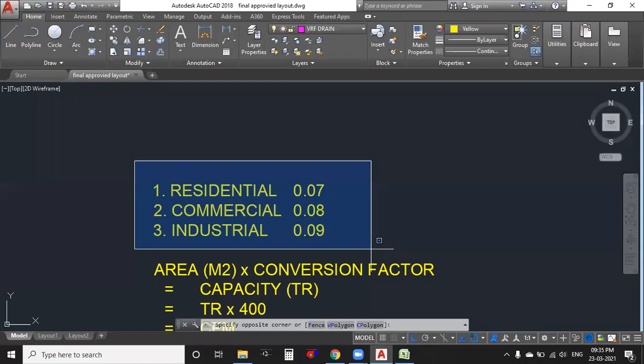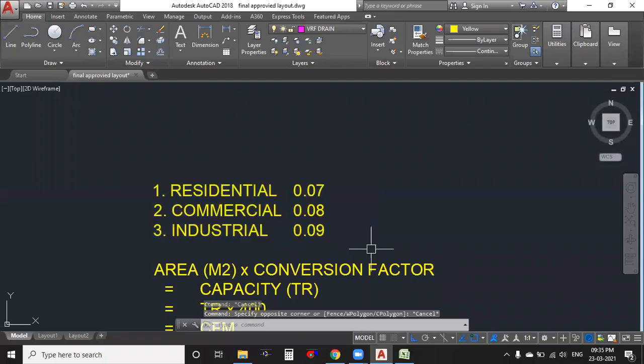Sir, can I ask one thing, Sir Ilyas? Yeah. Sir, in which category are you going to take a hospital? Commercial. A hospital will come under commercial only. If you are working with huge mechanical components only, it will come as industrial. Got it? Residential, commercial, industrial.